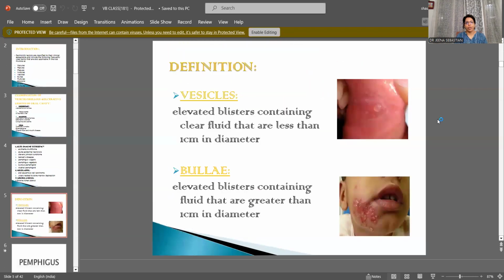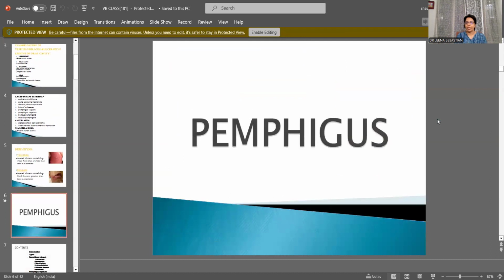So moving on to the vesiculobullous lesion, we should know what a vesicle is. A vesicle is an elevated blister containing clear fluid that is less than 1 centimeter in diameter. And bullae are elevated blisters containing fluid that are greater than 1 centimeter in diameter.